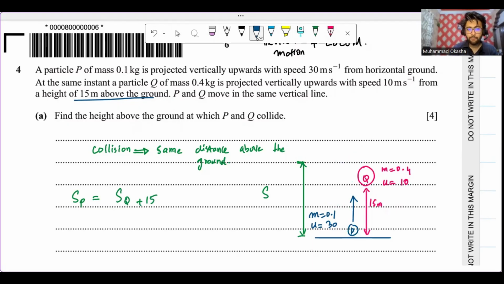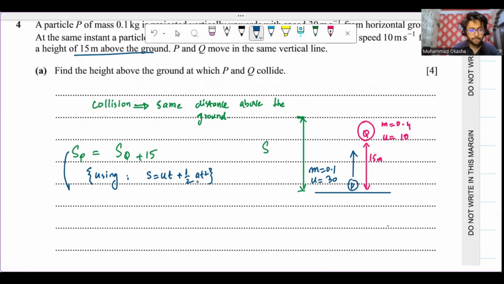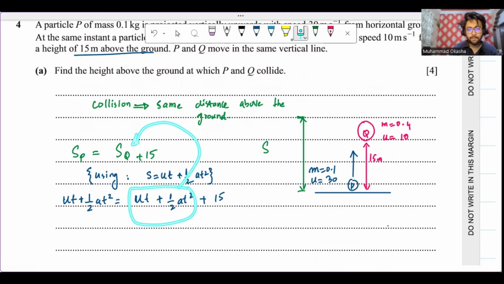Okay, now let's use the equation of motion, S equals ut plus half at squared. Let's use this equation of motion here, ut plus a half at squared, and I'll use the same equation of motion for SQ as well, which is going to be ut plus a half at squared plus 15. I'm not putting any subscripts because in this equation I'll put in the values for particle P, and in this equation the values for particle Q.